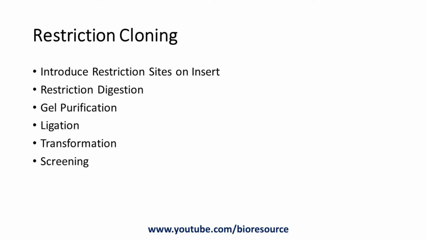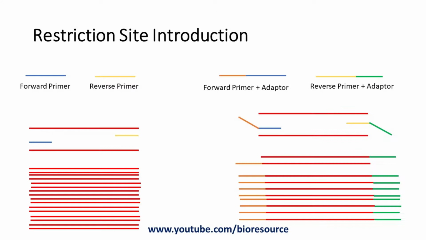And today we will be covering these sections in the video: introduction of restriction sites on the insert, restriction digestion reaction, gel purification, ligation, transformation and screening. Before starting the restriction digestion and ligation process, the vector backbone and the insert need to be selected carefully, and both should have restriction sites for the enzyme to digest. Based on the restriction sites, the restriction enzyme can be selected.